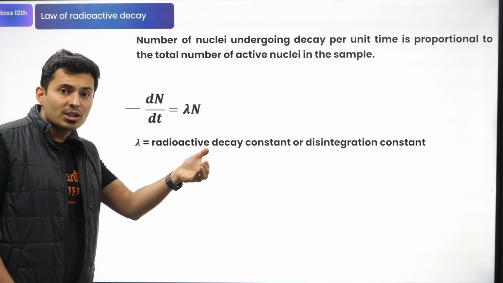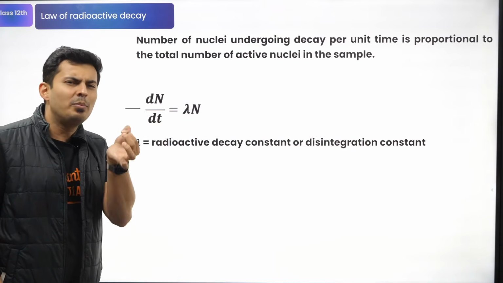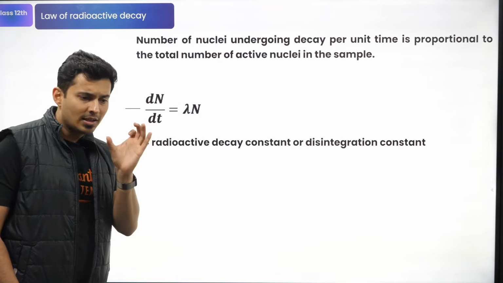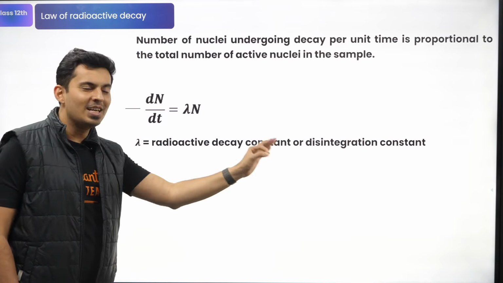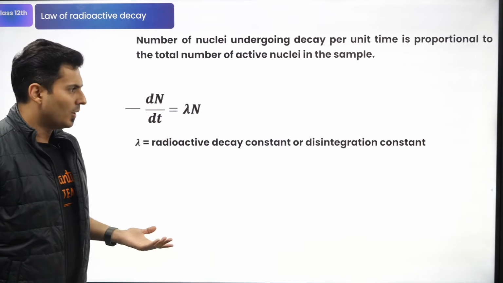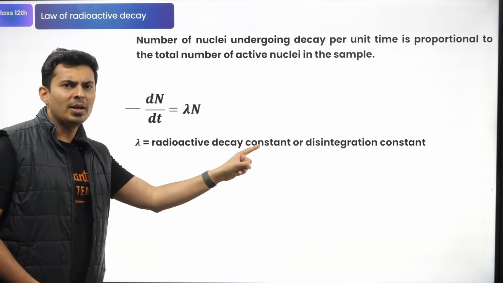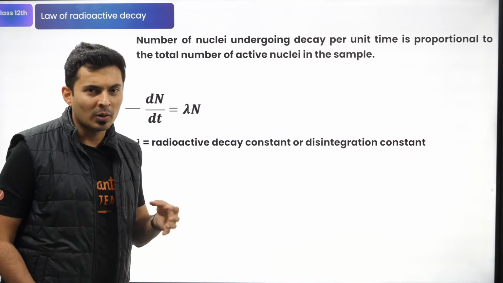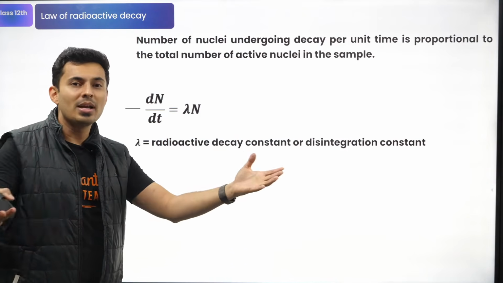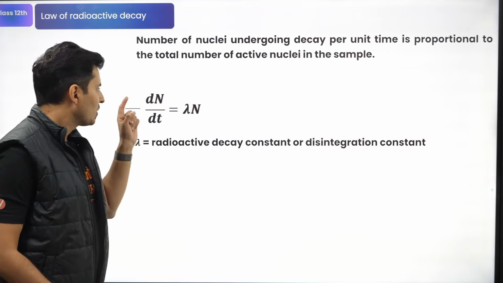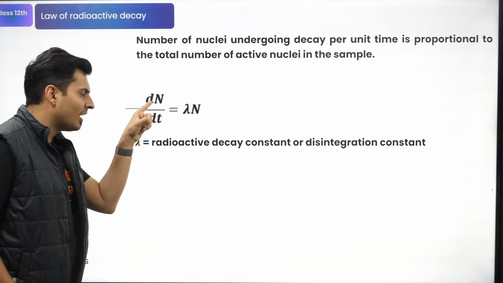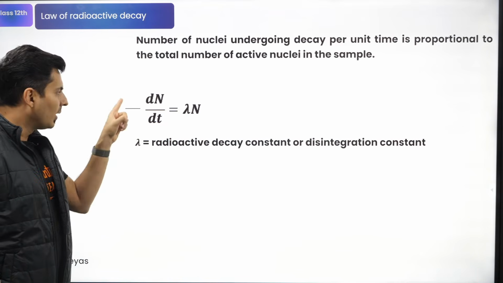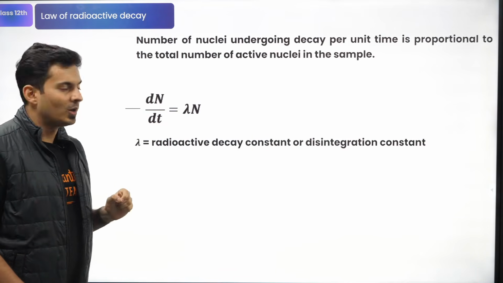where dN by dt is the rate at which the nuclei are decaying per unit time. N is the number of nuclei present at any instant. Lambda is called the decay constant or disintegration constant. And this completely depends on which nucleus you're talking about. For thorium, for uranium, it would be different values. So this negative sign is just telling you that the number of nuclei are reducing with time, so it's important to know that there is a negative symbol over there.